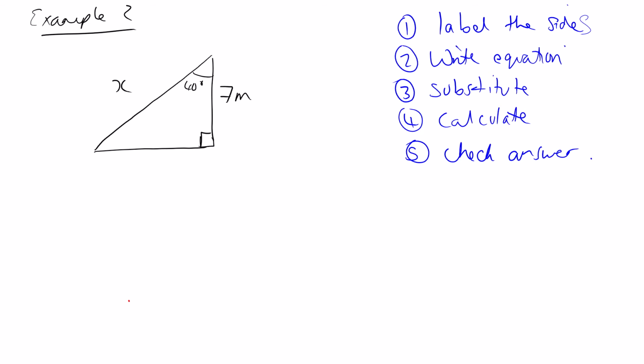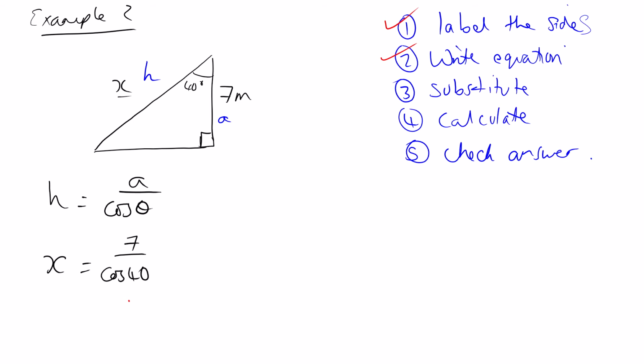Okay, second example. We are now going to try and work out the length x here. Okay, so label the sides. We've got our hypotenuse and our adjacent side. So first one is done. Then we need to write the equation. We want to find h, so that is going to be h equals a over cos theta, or a divided by cos theta. So that is that one done. Now we need to substitute, so x is equal to 7 over cos 40.